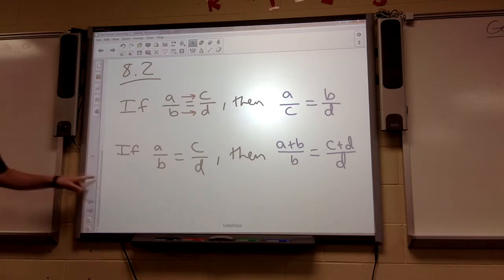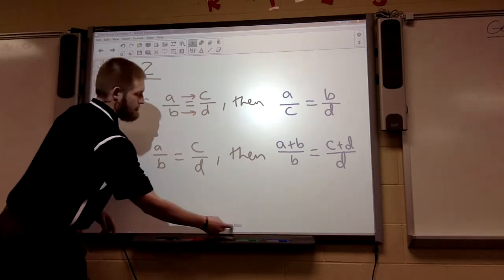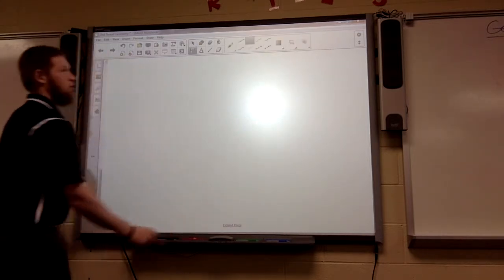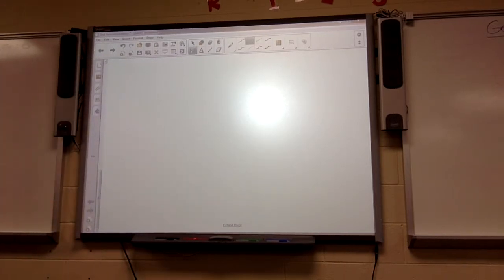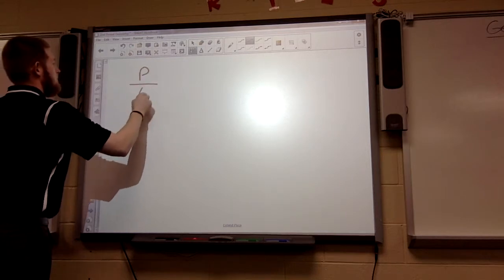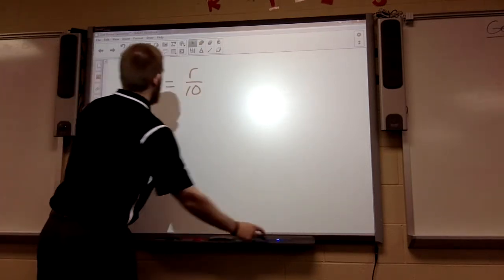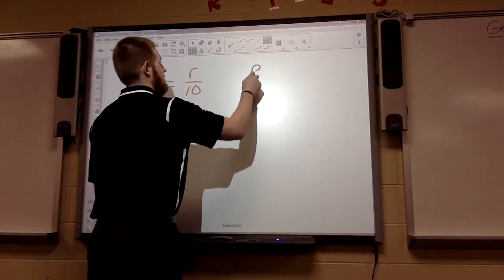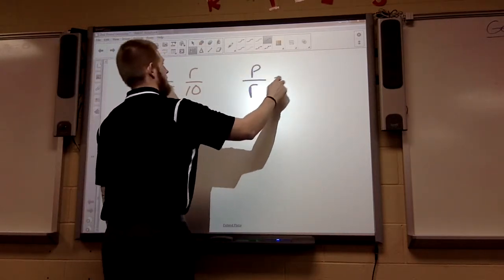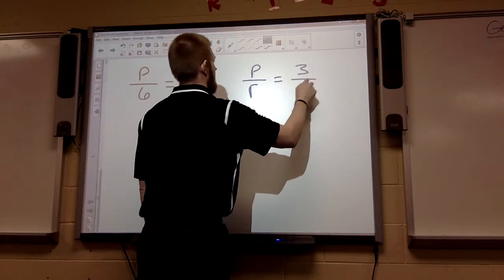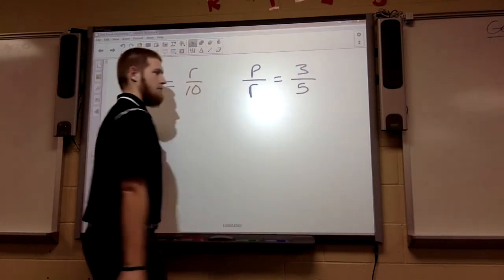So a couple examples here real quick. I just want you guys to tell me whether this is true or not. And that's what your homework problems on these are mostly going to be like. I have P over 6 equals R over 10. They tell me that P over R equals 3 over 5.